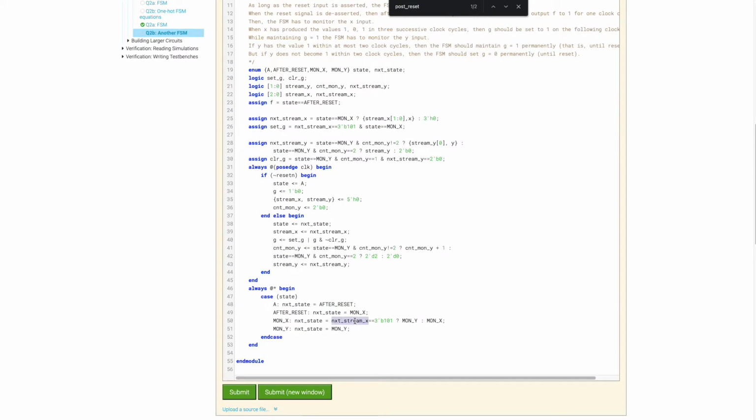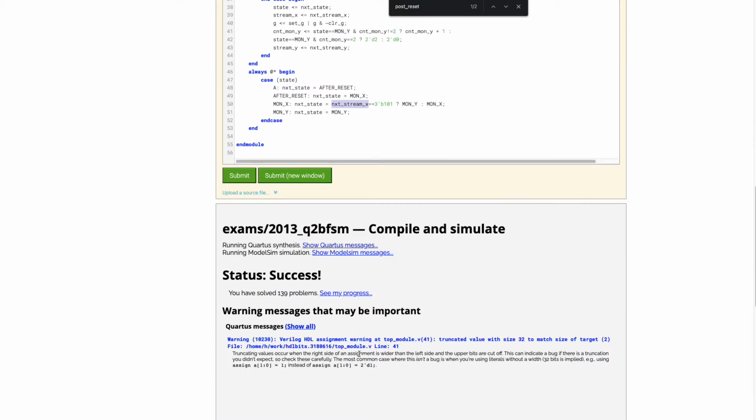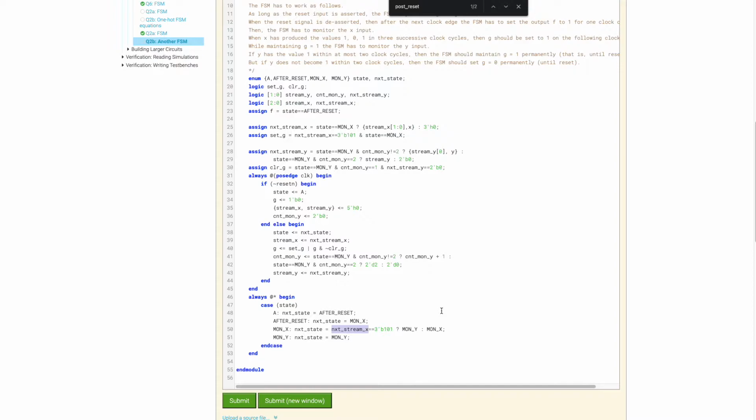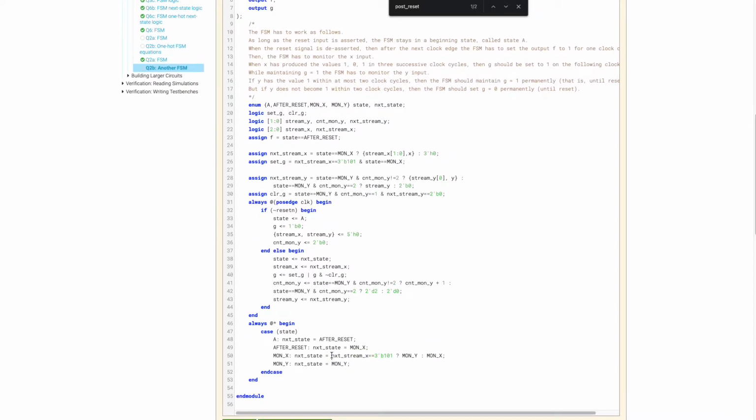Yeah, so here the mistake was same as the other delay mistakes. So here, if I take stream of x is 101, there's an extra cycle delay, which is why the g was a cycle longer. So in this case, if in this cycle we have a 1, then we already know next stream x is going to be 101.